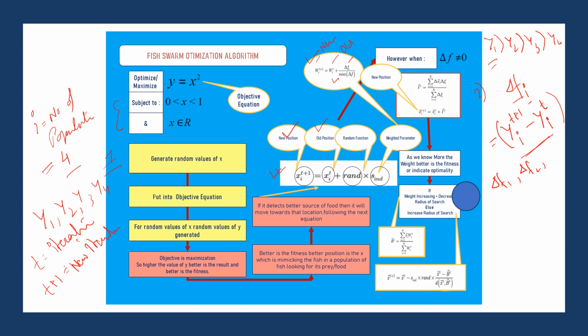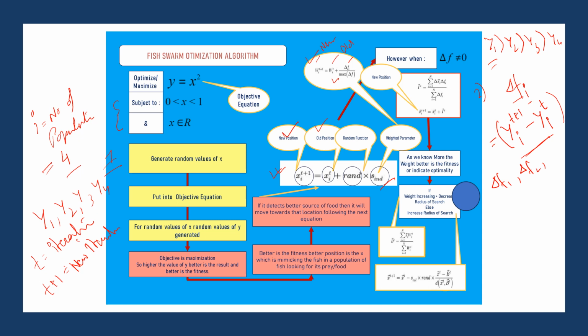So this is the way we get the weightage, and this weightage will be substituted, multiplied by a random function, and added to the old position or old value of x to get the new value of x, and for each population there will be one new x. So this is the case.